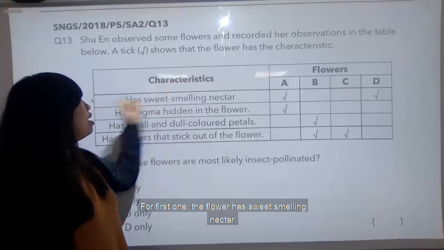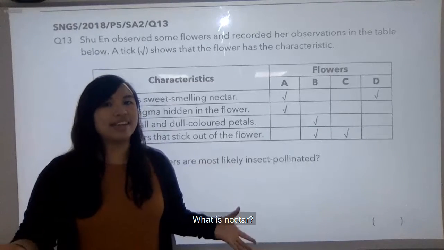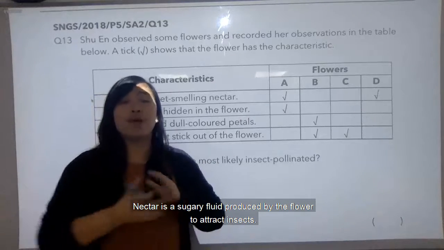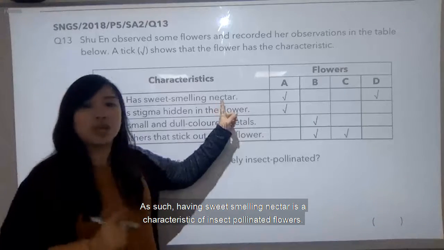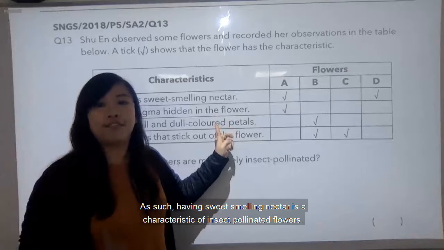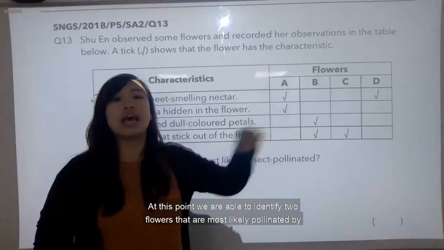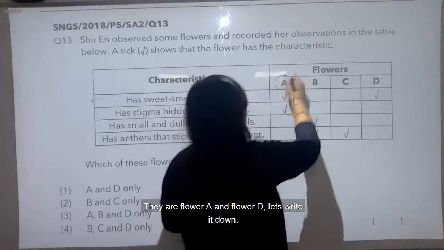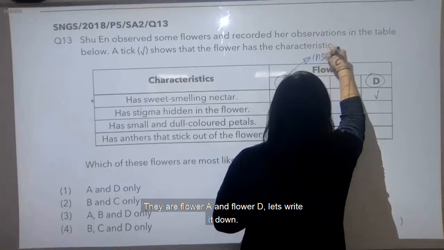For the first one, the flower has sweet smelling nectar. What is nectar? Nectar is a sugary fluid produced by the flower to attract insects. As such, having sweet smelling nectar is a characteristic of insect pollinated flowers. At this point, we are able to identify two flowers that are most likely pollinated by insects. They are flower A and flower B. Let's write it down.